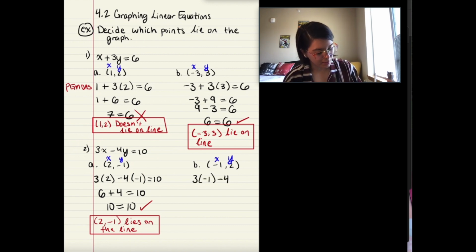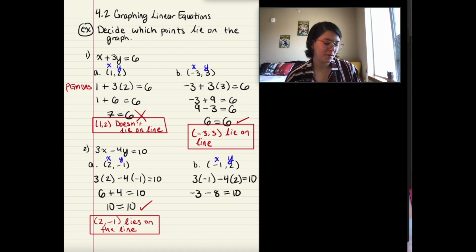Minus 4 times our y coordinate, which is 2. And that is all equal to 10. Doing multiplication first, we have 3 times negative 1, which is negative 3. And then we have negative 4 times 2, which will give us negative 8. And then 10 on the right side of the equation.